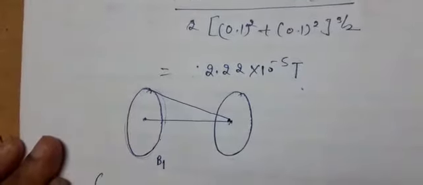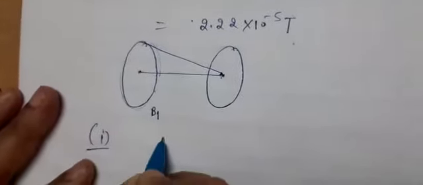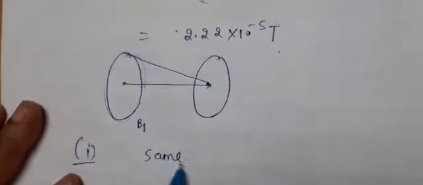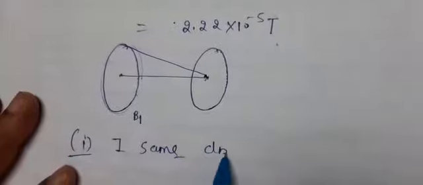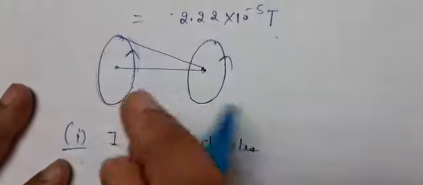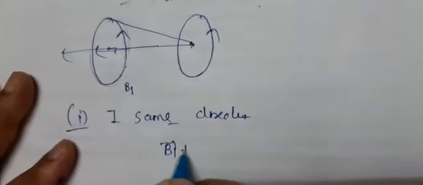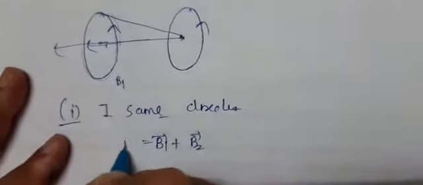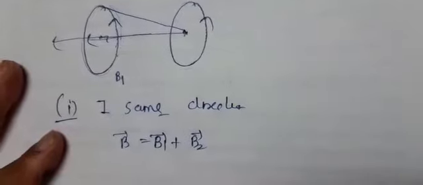So now if both the currents are in the same direction, you will say that here the magnetic field is towards this side. That means they will be in the same direction. So B1 plus B2, this will be added. You will add these results.